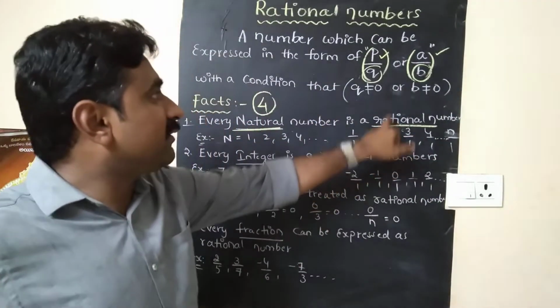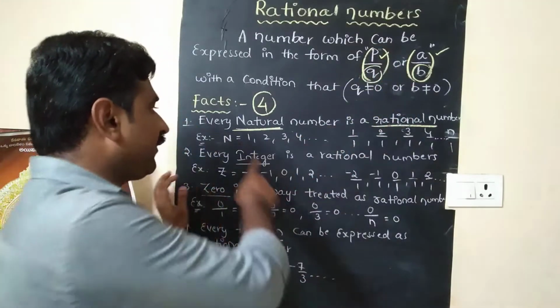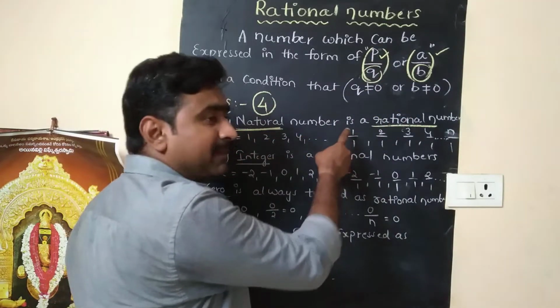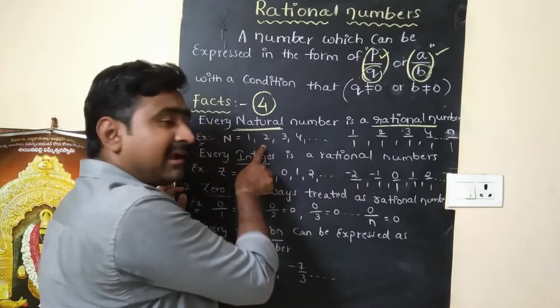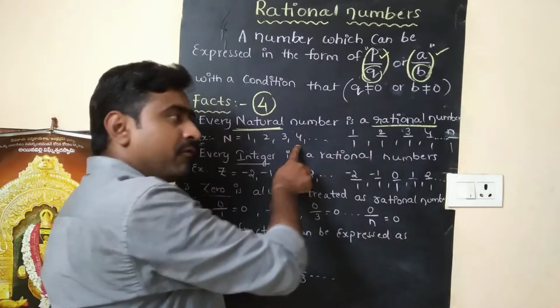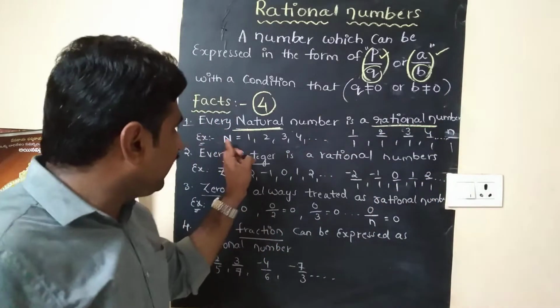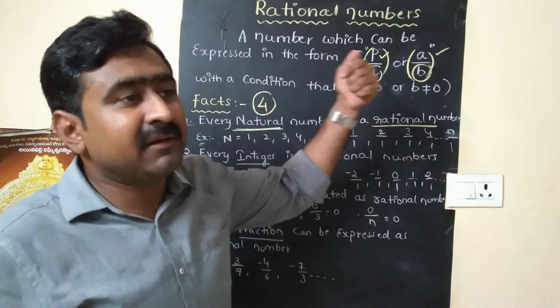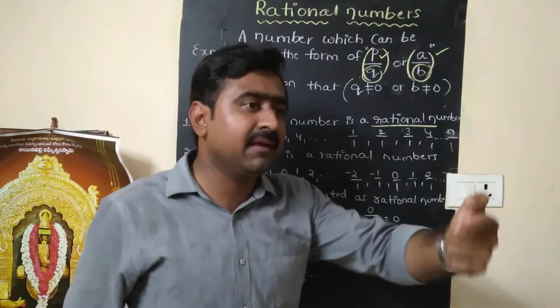So what is the form of rational numbers? P by q form. For example, if I take 1, it can be expressed in p by q form as 1 by 1. If I take 2, 2 by 1. If I take 3, 3 by 1. If I take 4, 4 by 1. Like that, every natural number can be expressed as a rational number by taking 1 as the denominator.